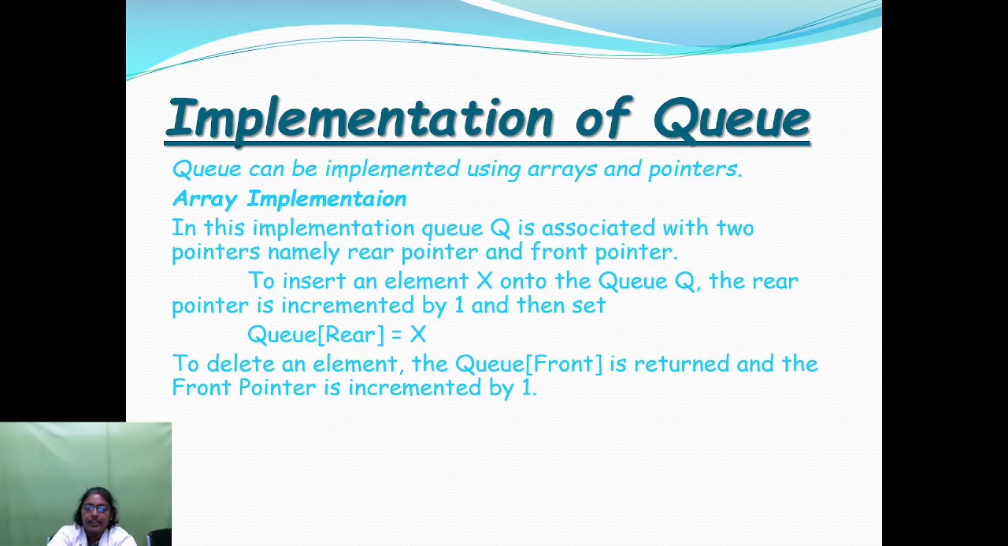To insert an element x in a queue, the rear pointer is incremented by 1, then it sets queue of rear equal to x. So the first element will be x. To delete an element, queue of front is returned and we increment front by 1.